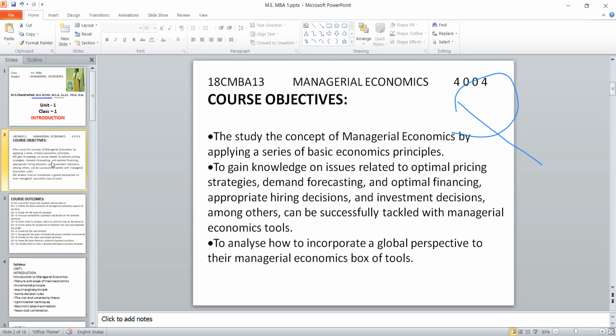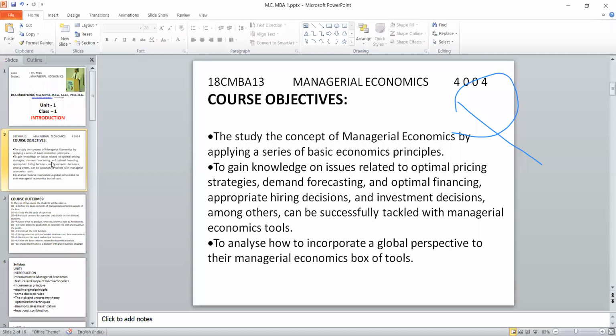After knowing the basic principles and concepts involved in managerial economics, to analyze how to incorporate the managerial economics tools in a global perspective. So the third objective is how we have to apply these techniques and tools in the global process. The three objectives: first, we should study the basic principles. Second, we gain knowledge about the factors of managerial economics. Finally, how we have to analyze at a global level.